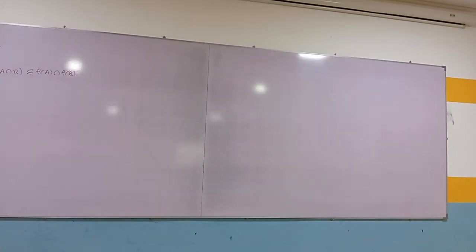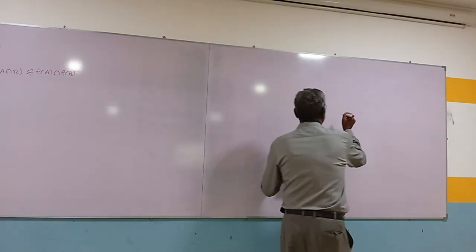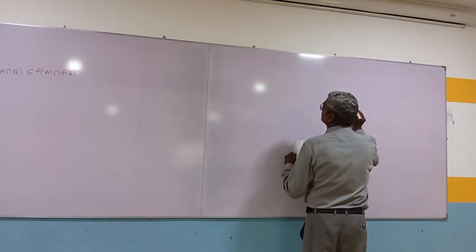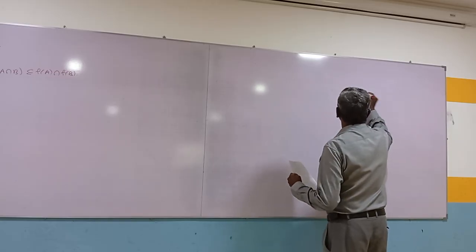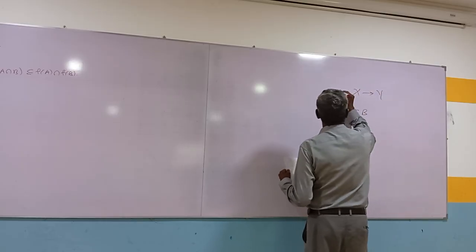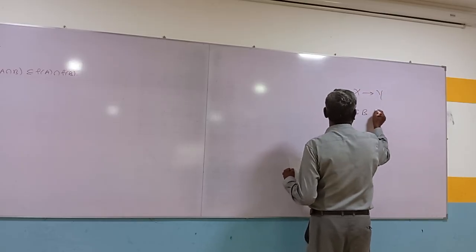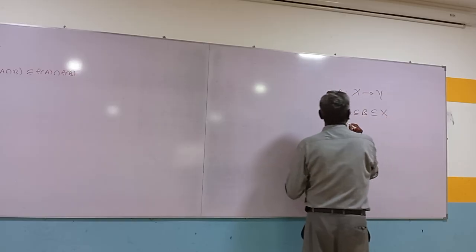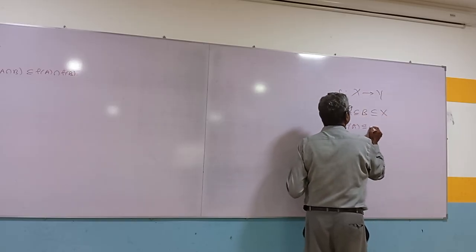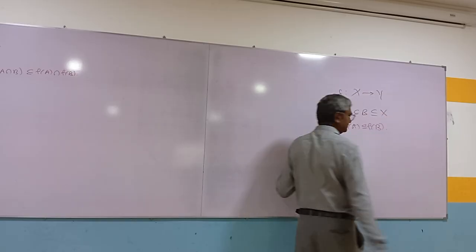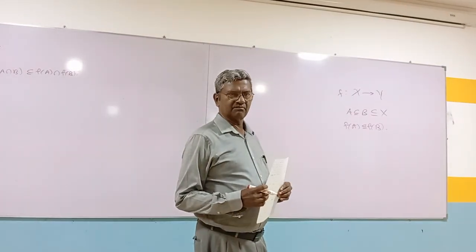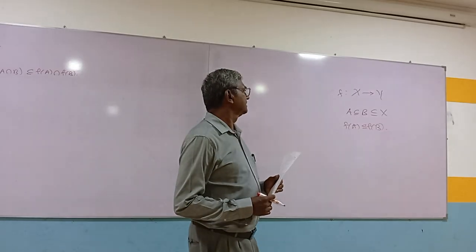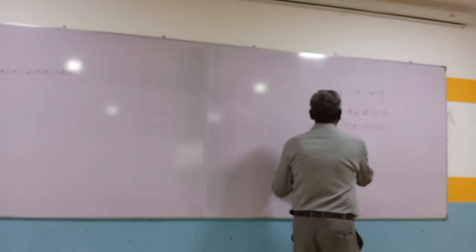The reason I cleaned the other board is because if you have, say, A a subset of B, and here you have a function f from X to Y, with A and B subsets of X, then always f(A) is a subset of f(B). If A is a subset of B, then f(A) is a subset of f(B). The proof is also simple.